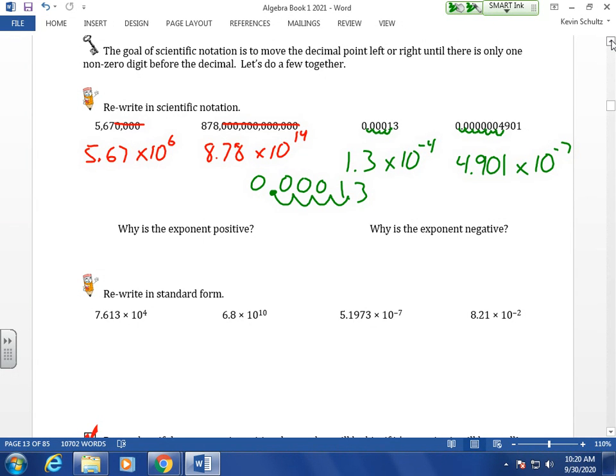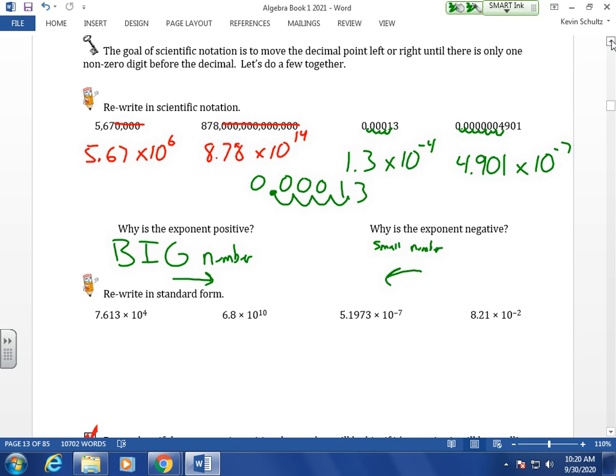So why is the exponent positive? Big number, right? You have to move the decimal to the right to get back to your original number in standard form. Why is the exponent negative? Small number, right? You have to move the decimal left. A positive exponent means you're multiplying by 10 over and over again, powers of 10. A negative exponent means you're dividing by 10, right? Over and over again to move that decimal point left.